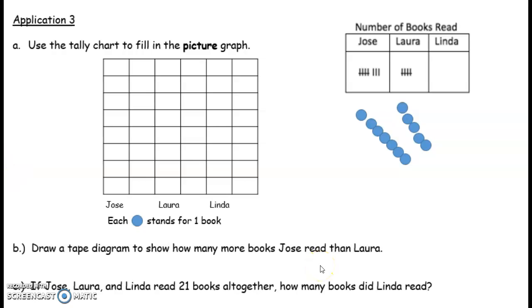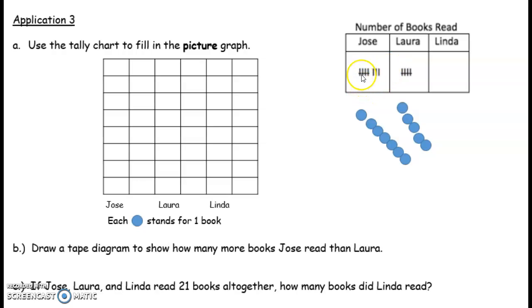Today is April 22nd, 2020, and your application problem for today reads, use the tally chart to fill in the picture graph. So, first we're going to look at the tally chart. We see that we have Jose, Laura, and Linda. How many tally marks does Jose have? Let's count his tally marks.